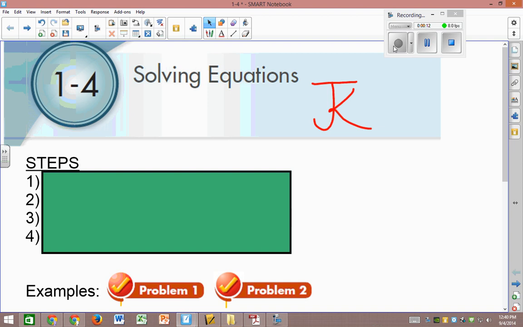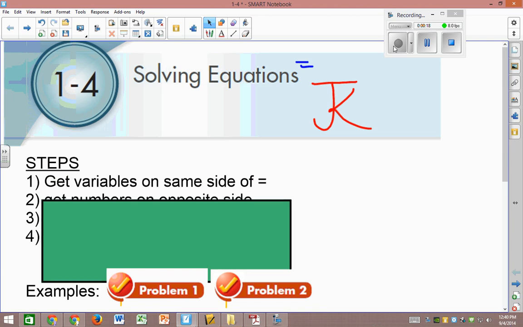Alright, so we did expressions last time. This time we're doing equations. So what's going to be there? Equal sign. Alright, cool. Here are some steps to follow.